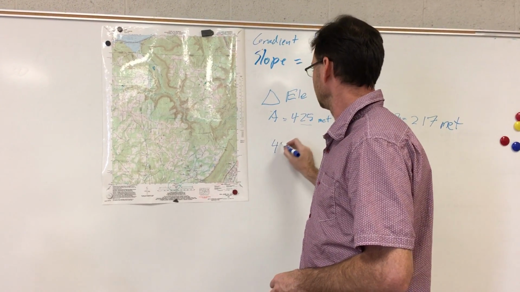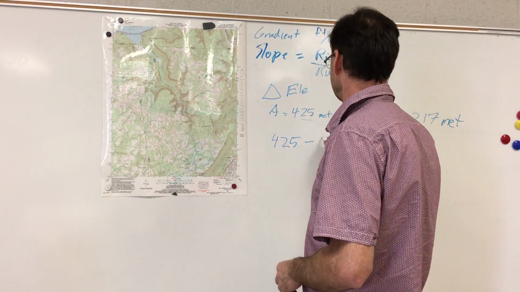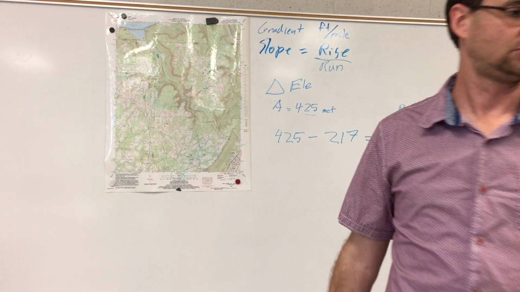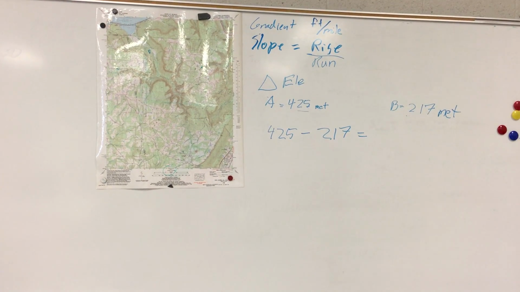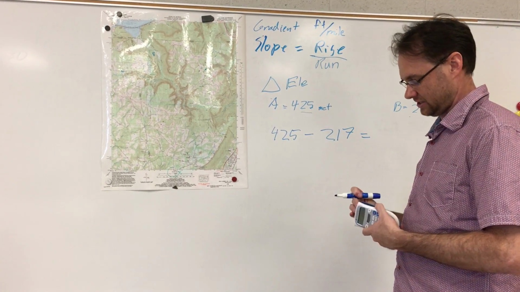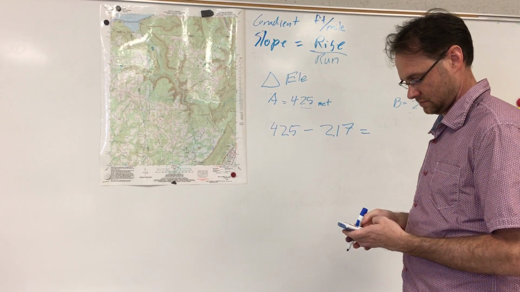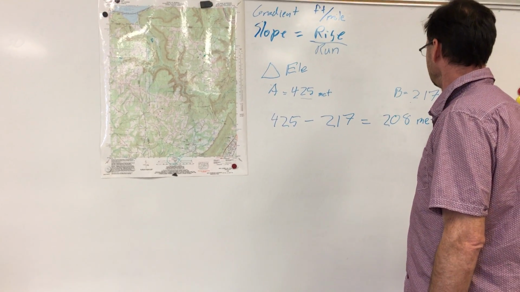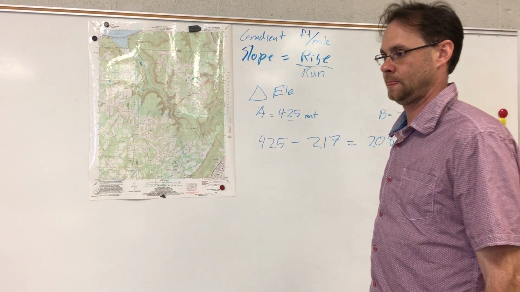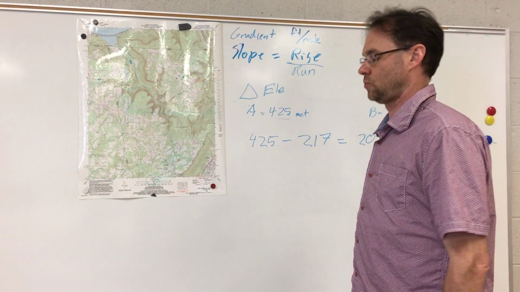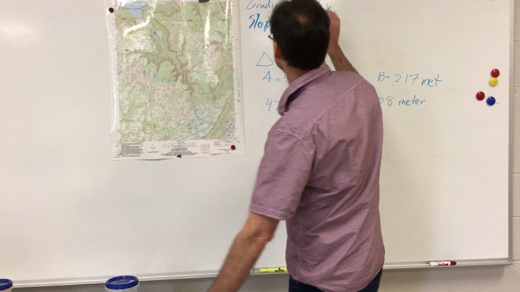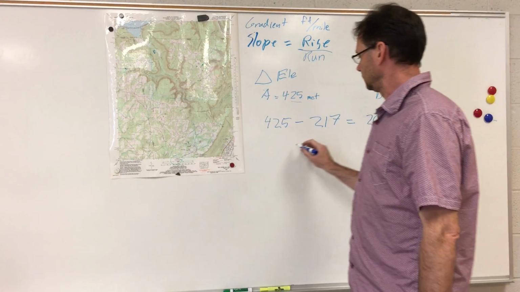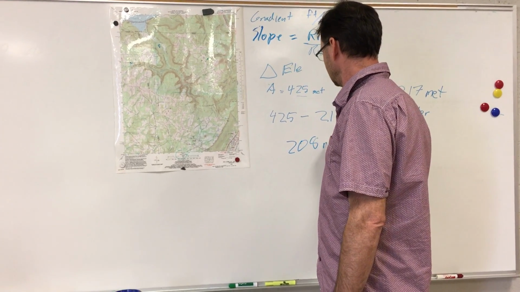It would be 425 meters minus 217 meters. Equals? 208, right? 208 meters. Now, is that the unit we wanted in? No. Why not? I guess our gradient should be in feet per mile. Exactly. So we want to convert 208 meters to feet.